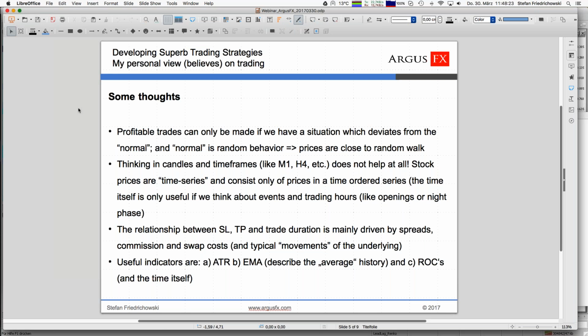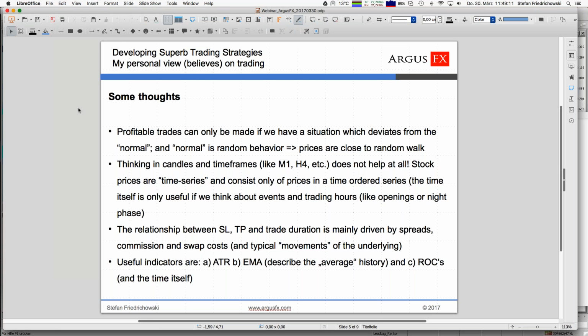So we need that deviation from the normal, and only if we are in a specific situation which really deviates from what is typical, then we can be profitable. That's exactly the missing link within what I showed you during the development of the last trading strategy. But I take that sentence more generally. Whenever we look for trading strategies, there should be something involved which figures out whether we are normal or not normal.